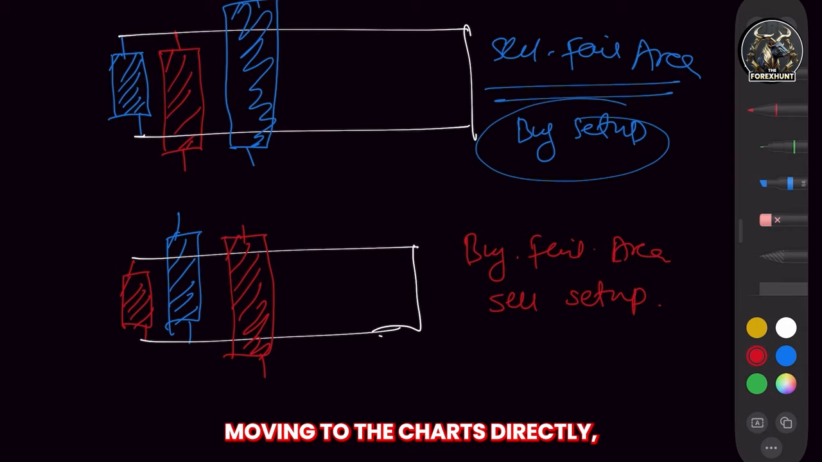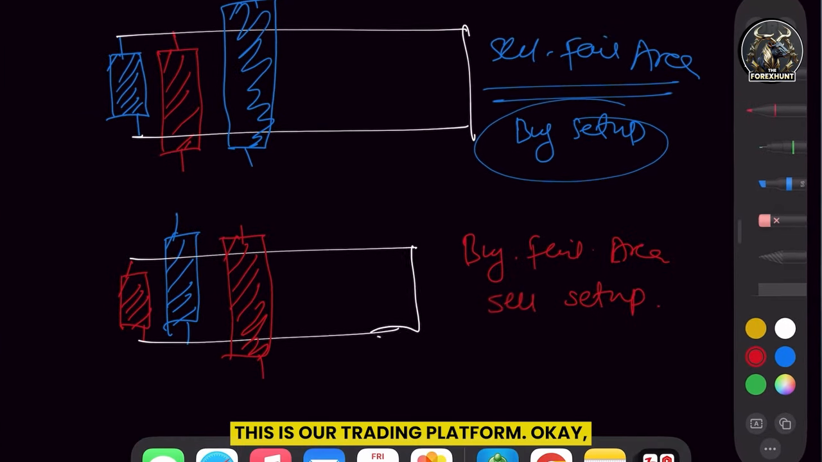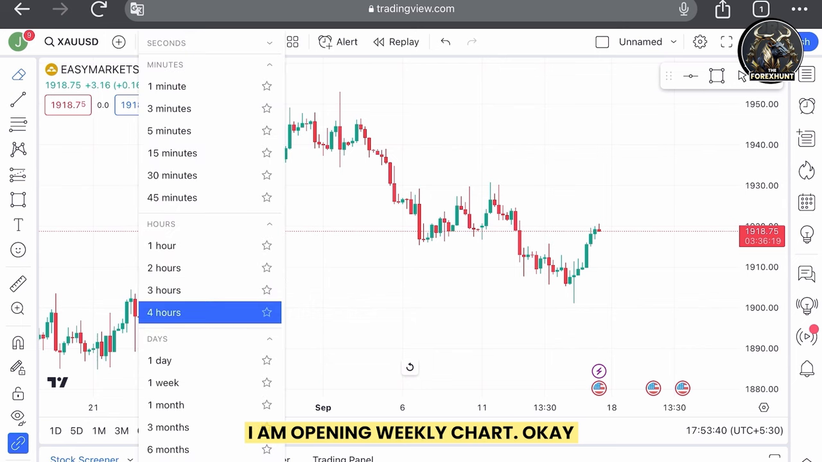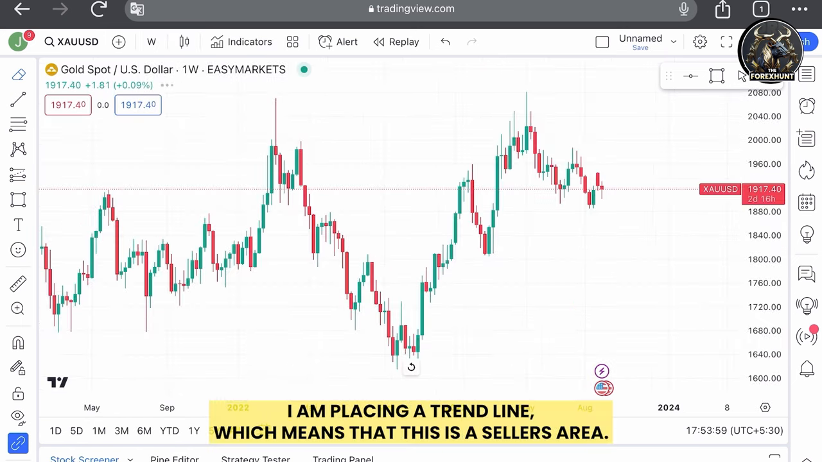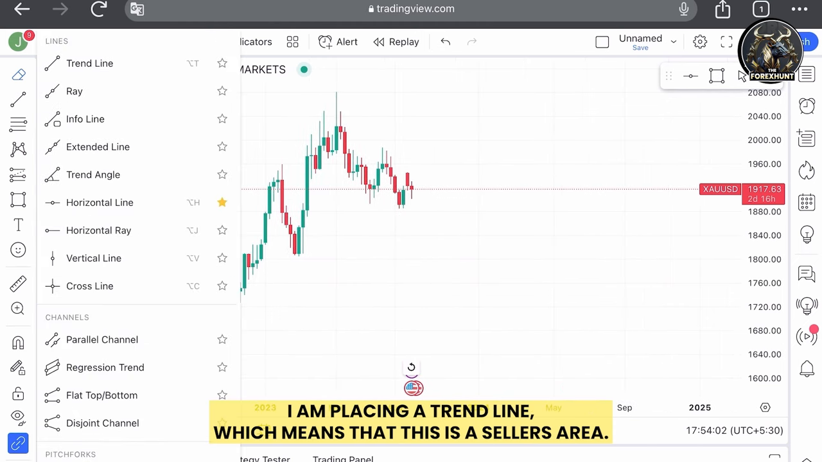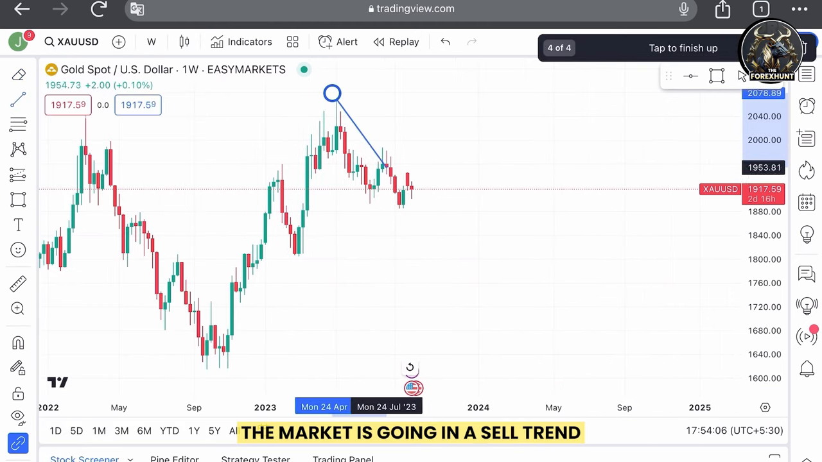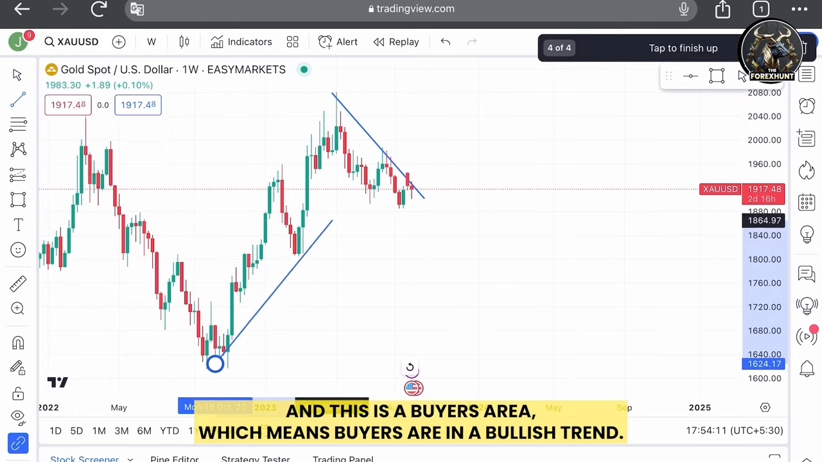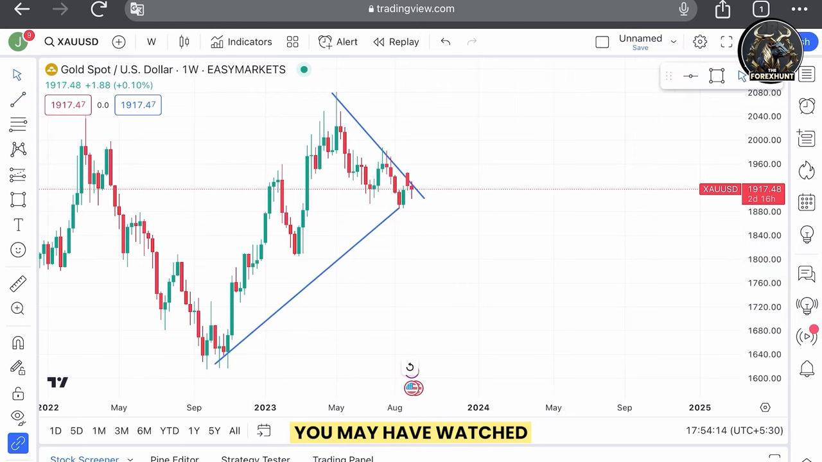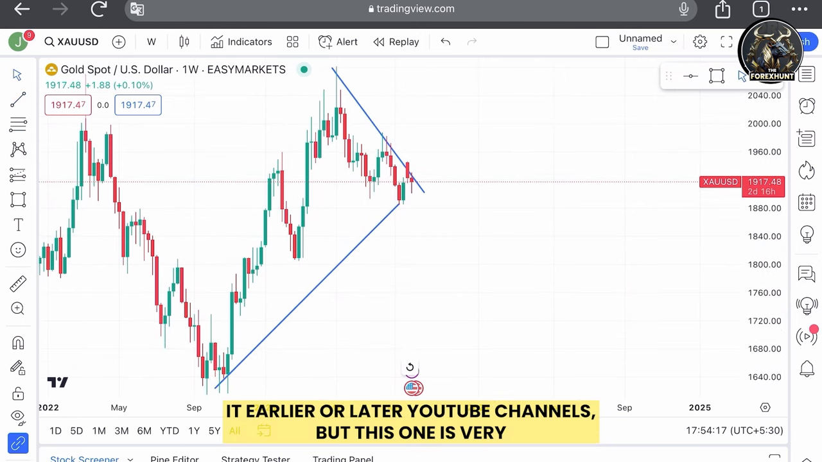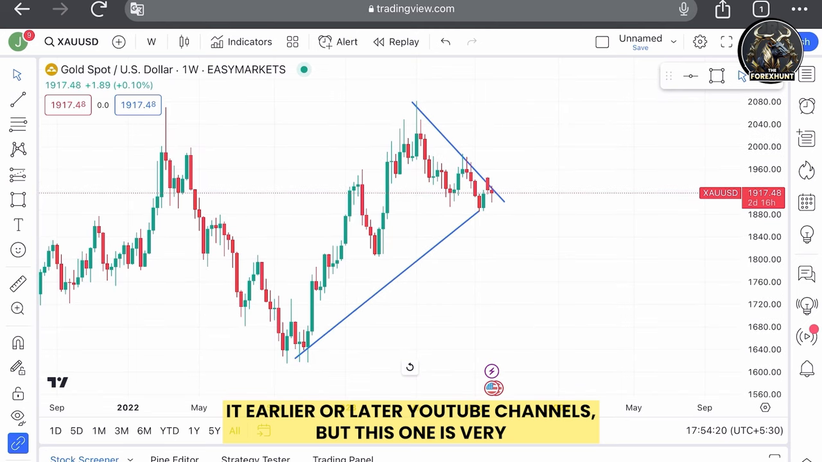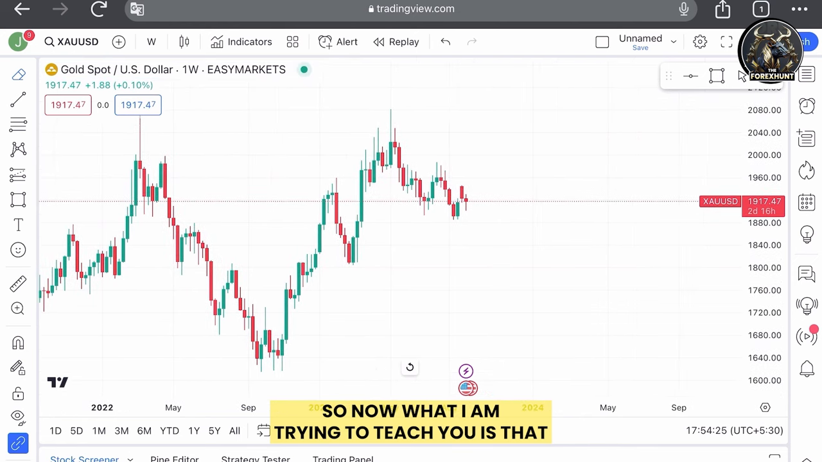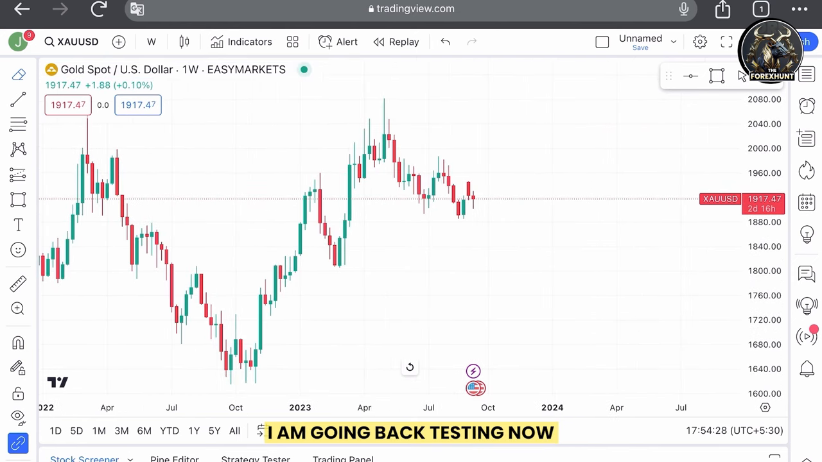Moving to the charts directly, this is our TradingView platform. Okay, I am opening the weekly chart. In the weekly chart, you can see I am placing a trend line, which means that this is a seller's area. The market is going in a sell trend, and this is a bias area, which means buyers are in a bullish trend. Okay, so this is common. You may have watched it earlier on other YouTube channels, but this one is very different from the earlier. So now what I'm trying to teach you is that I am doing a backtesting now.